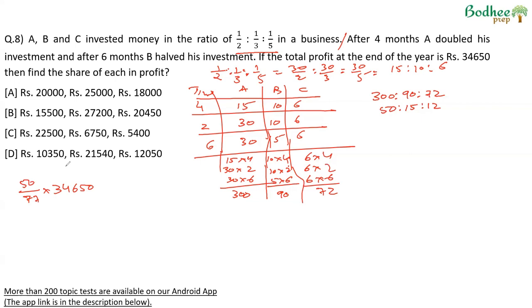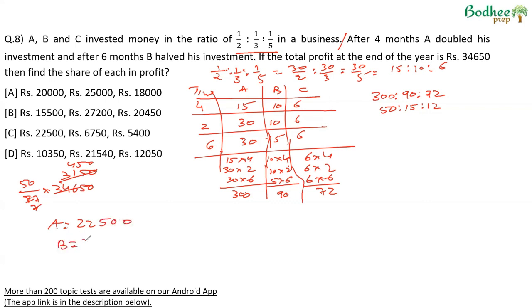If we divide 34650 by 77, 5 plus 4, 9, 9. This is divisible by 11 first of all. 11 threes are 33, 11 ones are 11. 3150. This will be divided by 7, 450. So A will get 450 into 50, which will be 22500.